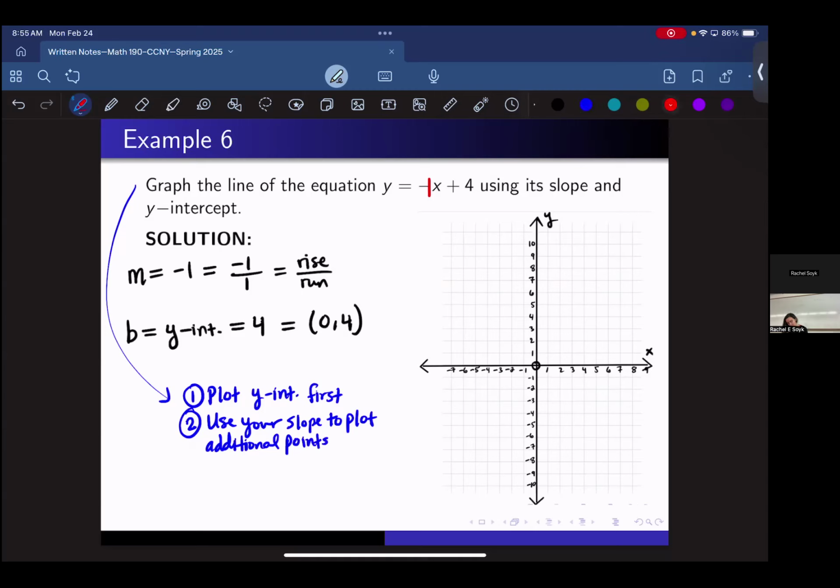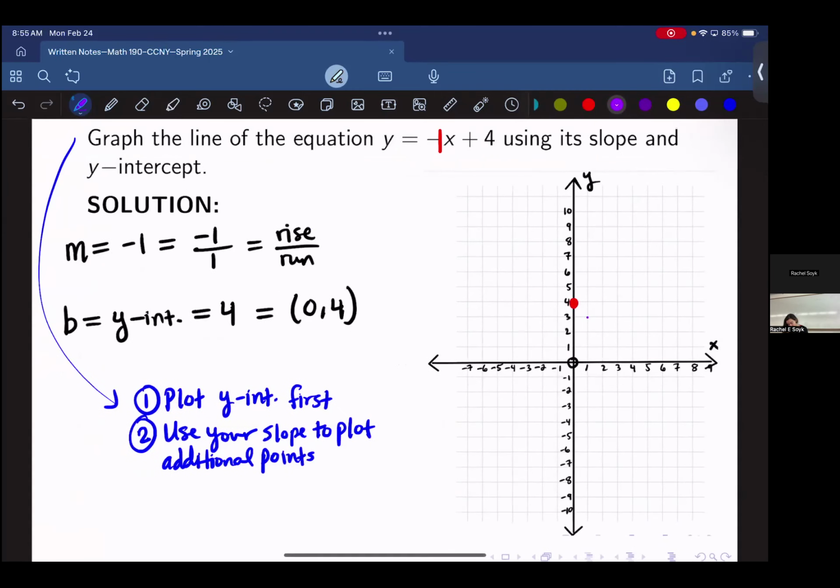So let's plot our y-intercept, 0, 4. Use our slope to plot additional points. Negative 1 over 1, so instead of rising, it's a negative. So we're going down 1 and then to the right 1. Down 1 to the right 1, plot your point. Do it again. Down 1 to the right 1, plot your point. Do it one more time.